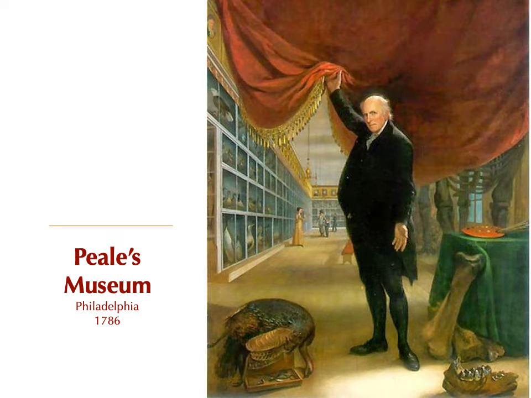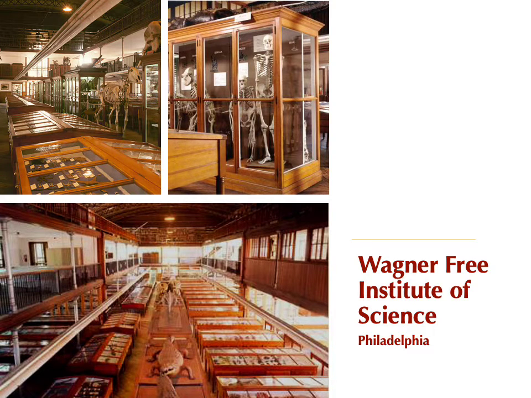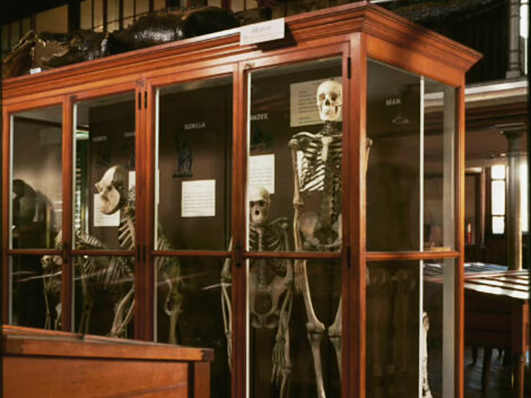international public. The Wagner Free Institute of Science, also in Philadelphia, is perhaps the best-known surviving example of this kind of 19th century natural history museum. Located in Philadelphia, its exhibits still display artifacts in their original setting, with the artifacts arranged to show the categorizations of flora and fauna according to scientific classification.